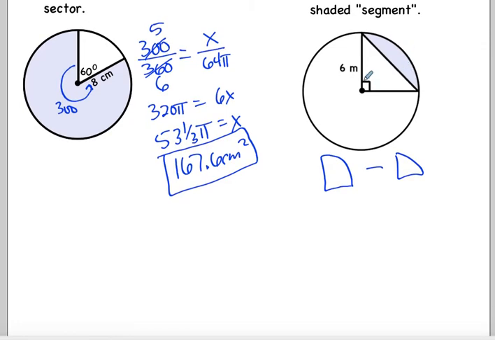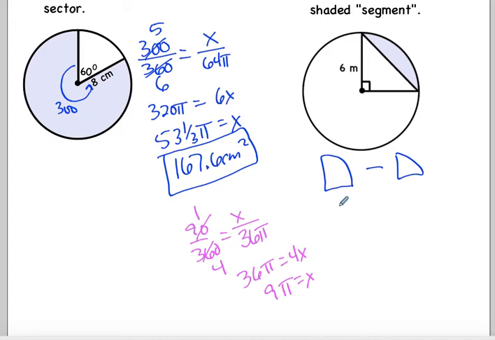And so it's 90 degrees. So this sector area, 90 over 360, piece of the area over the total area of the circle would be 36 pi, because the radius is 6 and pi r squared. 90 over 360 reduces to 1/4. It's a fourth of the area. So we get 36 pi equals 4x, dividing by 4, 9 pi. So 9 pi is the piece of the area of the circle.